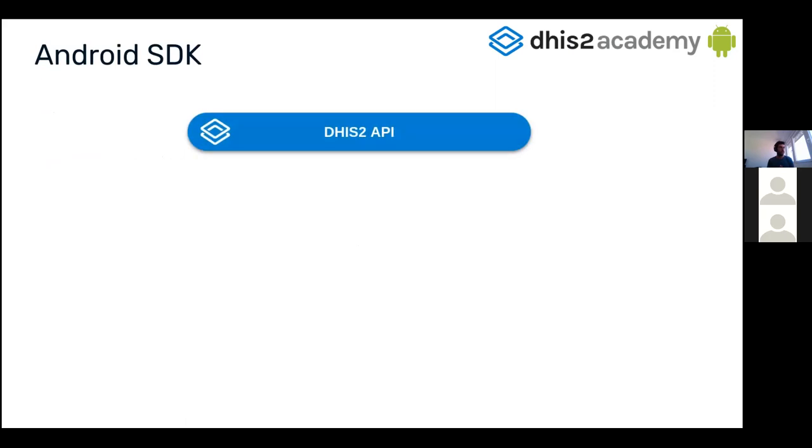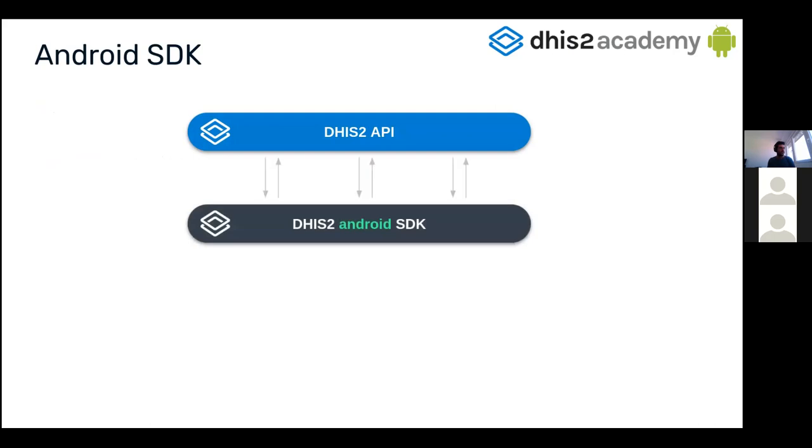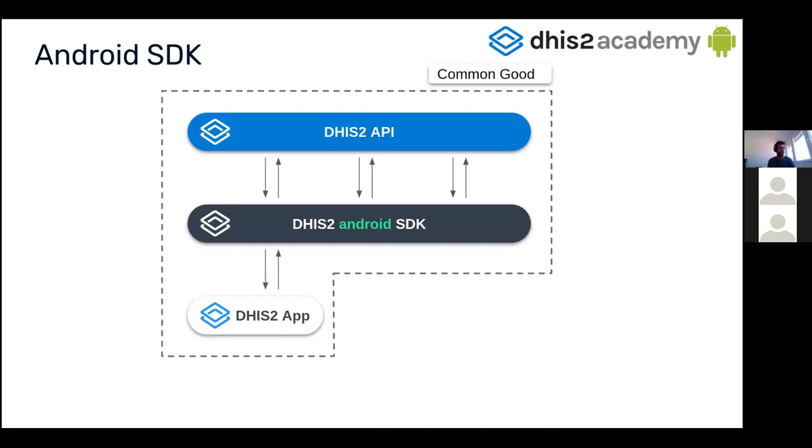In the big picture of an implementation, we have here the DHIS2 API, I mean the server, the instance. Here is the Android SDK, and the SDK interacts continuously with the API of the server. So it means that the Android application, in this case this box represents the official Android application, interacts with the SDK, but the Android application does not interact with the API directly. So the SDK is between the API and the Android applications. All this is what is offered by the University of Oslo. All of this is open source and is available for you.